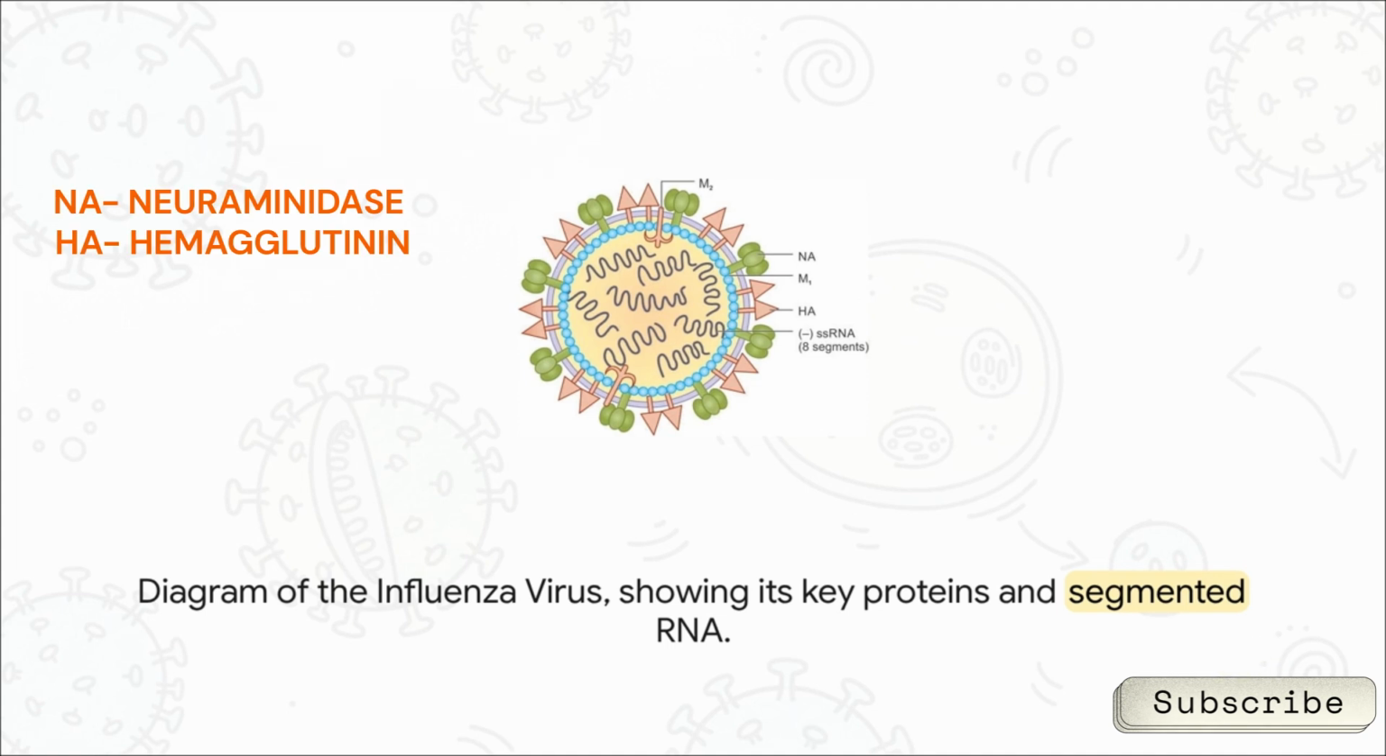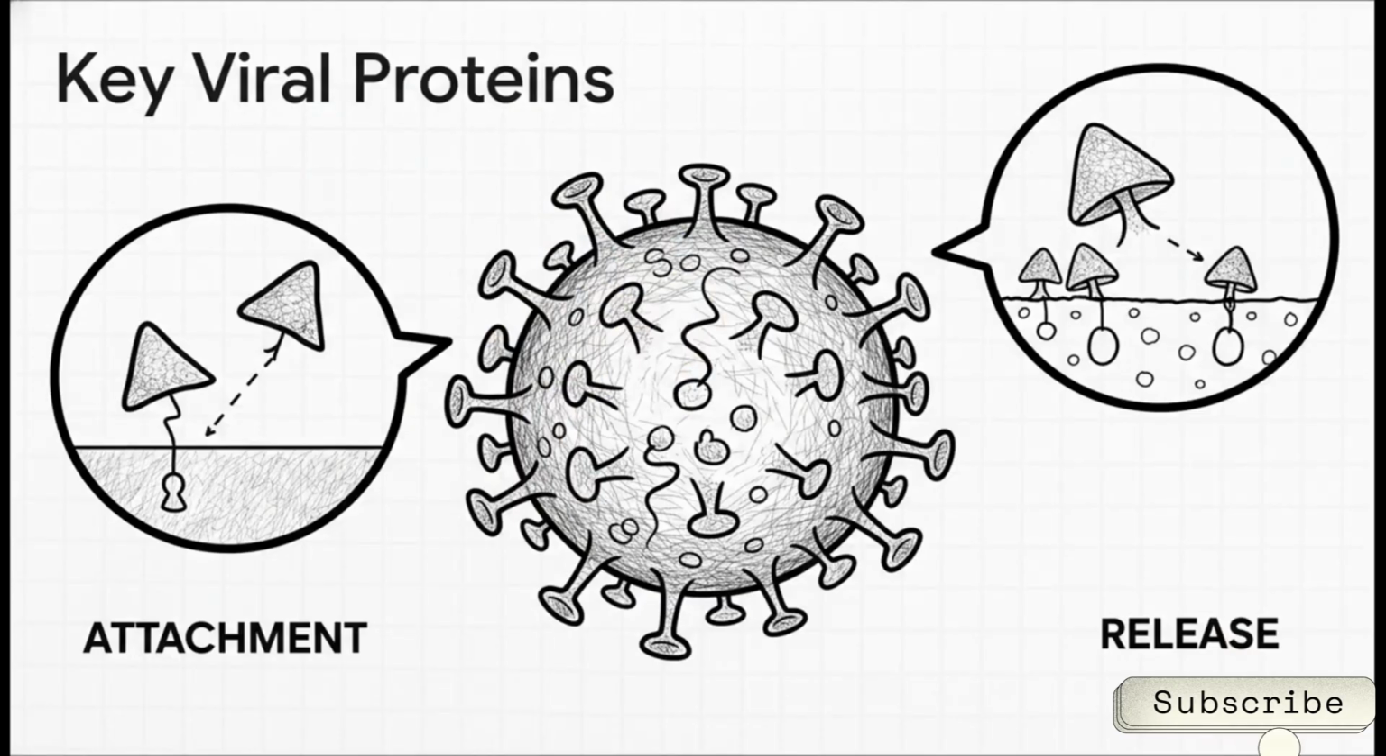But look closer. See those little spikes sticking out from the surface? Those are the glycoproteins, hemagglutinin and neuraminidase. And believe me, these are the virus's main weapons. We're going to be talking a lot more about them. So here's the arsenal, the virus's toolkit. For your exams, you really need to focus on two of these proteins.